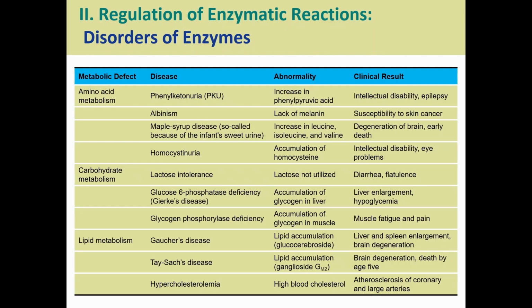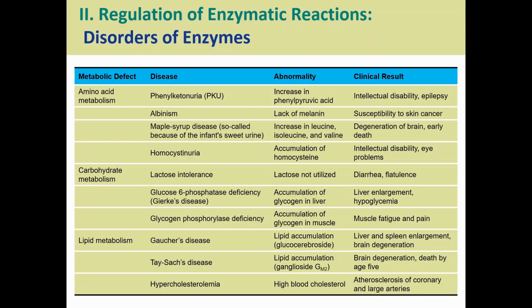So let's take a look at some examples of enzymatic diseases, I guess you could say, some diseases that are caused by a deficiency or a defective enzyme, and then look at what's the abnormality and what clinical result do we see. So let's look at some that have to do with amino acids.